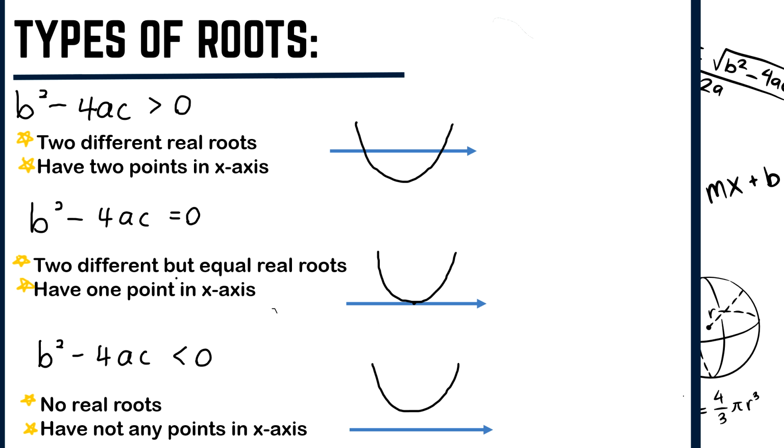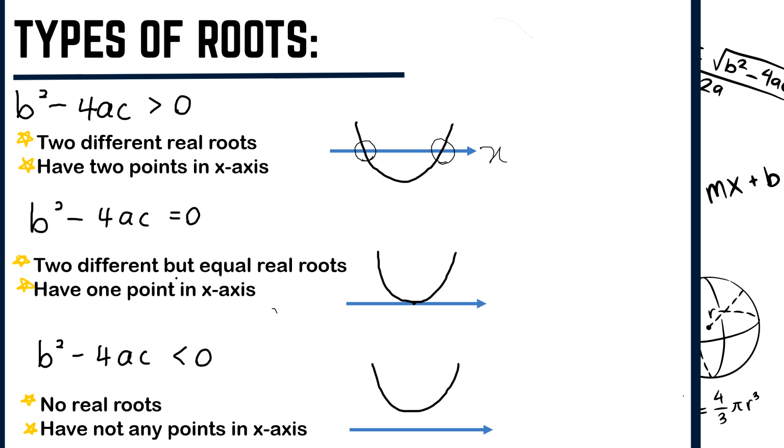Next, we can see the types of roots. So we can get three types of roots. The first one is b squared minus 4ac greater than 0. Then we get 2 points on the x-axis. So it is two different real roots.